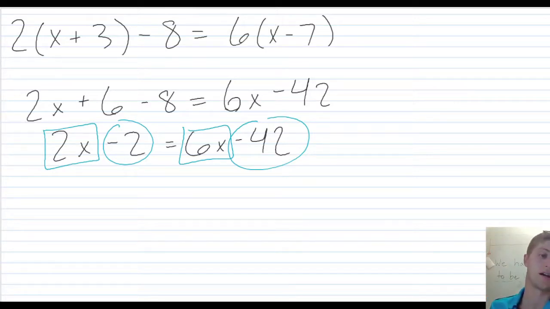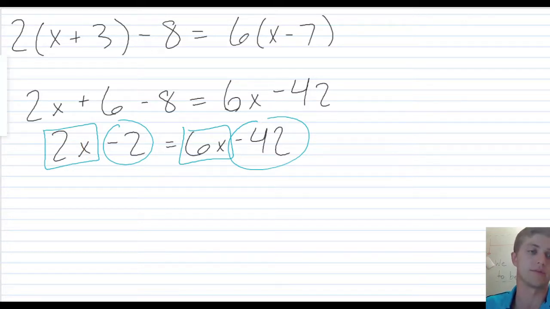So how do you know which direction to go? I mean, we can move negative 2 this way, or we can move negative 42 this way. Well, I usually like to keep the variable positive. So if we move 6x over here, we're going to have to subtract 6x. So if we subtract 6x on both sides, this is going to give us negative 4x over here, which I'd rather not have be negative. So we're going to move 2x over here, and we'll see what that does.